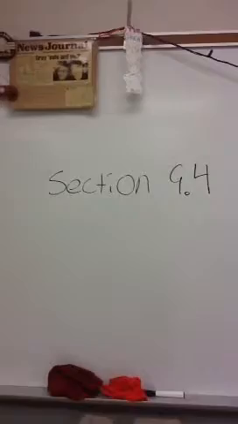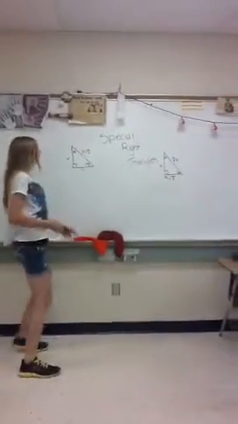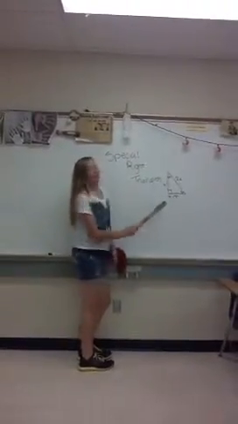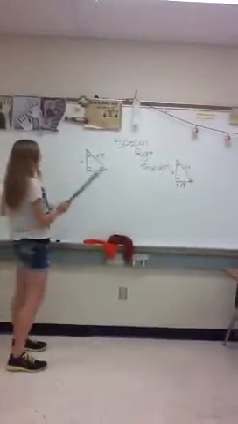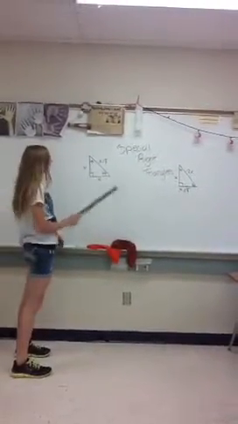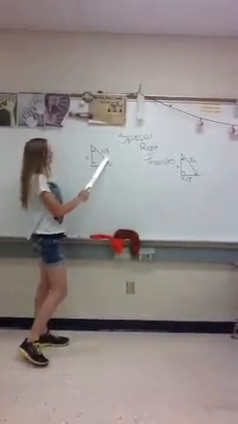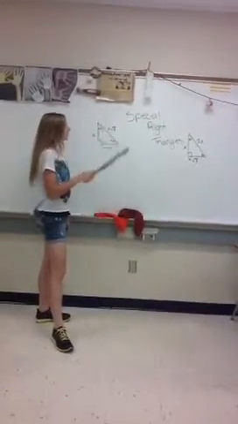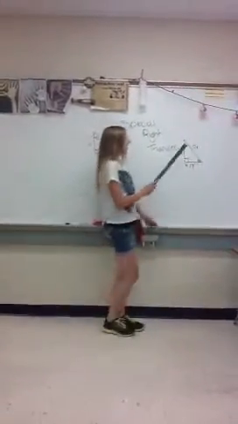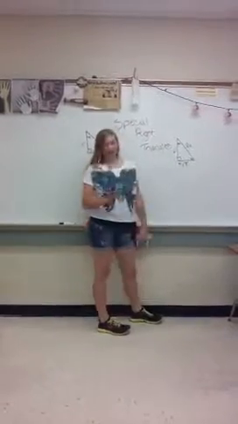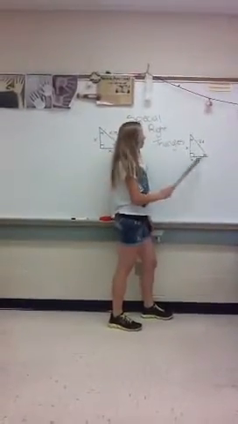Section 9.4. Special right triangles are triangles with 45, 45, 90 degree interior angles, or a triangle that has 30, 60, 90 interior angles. On a 45, 45, 90 triangle, the two legs are going to be the same, so they're going to be x, and then the hypotenuse is x times the square root of 2. On a 30, 60, 90 triangle, one of the legs is x, the other leg is x radical 3, and the hypotenuse is 2 times the shorter leg.